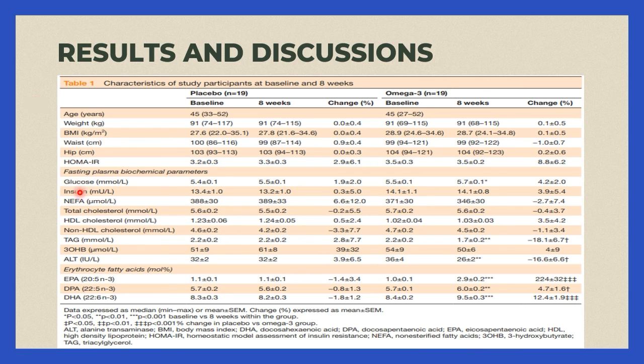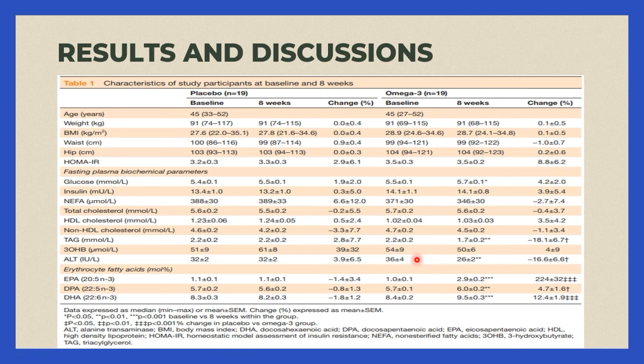So as you can see, the only thing that significantly changed in the fasting plasma biochemical parameter is the TAG, or the triacylglycerol. There are 2 asterisks, which means that there is a significant change, meaning that it decreases. Another thing that decreases is the ALT. The ALT also has 2 asterisks here, which means that it significantly decreased after 8 weeks.